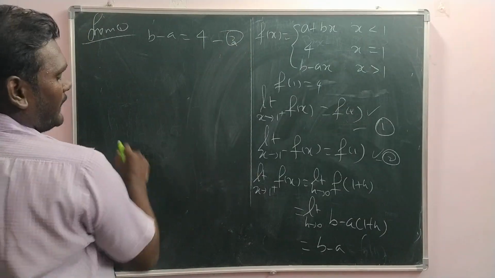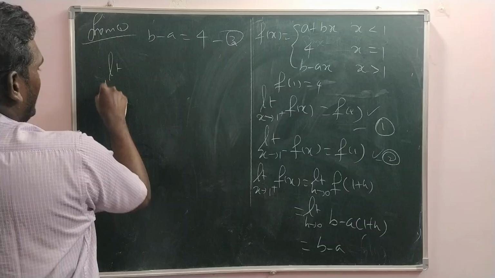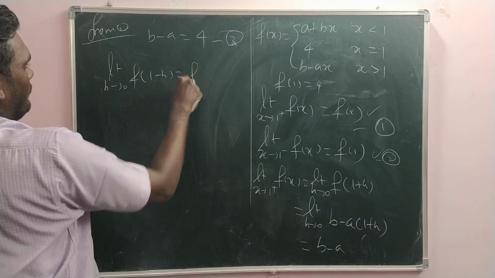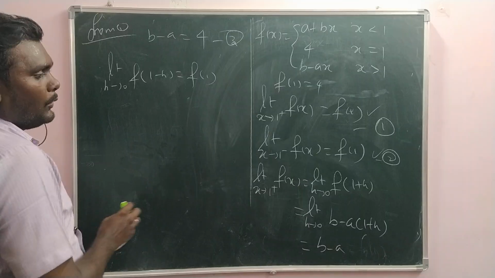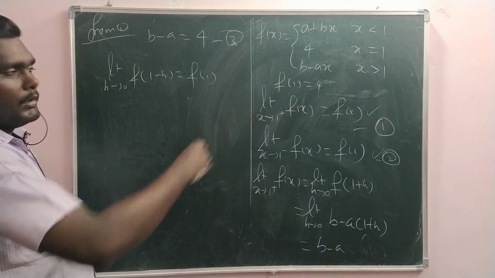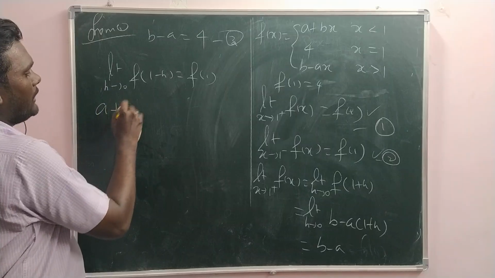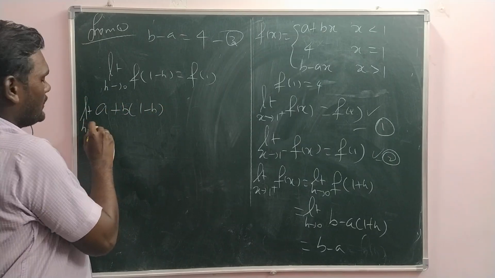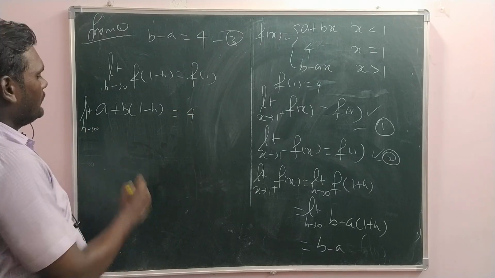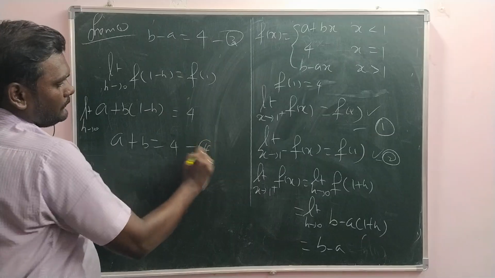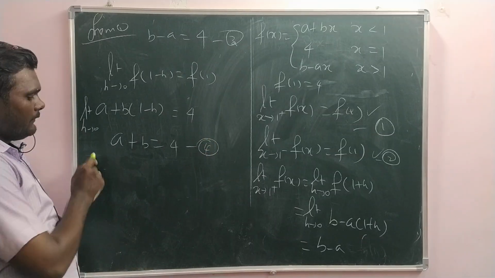Now the same way, 1 minus, limit h tends to 0 f of 1 minus h, that is equal to f of 1. 1 minus h means what? This is less than 1. So we'll get a plus b into 1 minus h, that limit h tends to 0, that is equal to 4. So this is a plus b is equal to 4. By solving 3 and 4, we can find a and b.